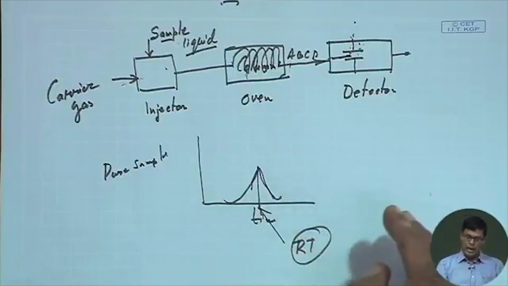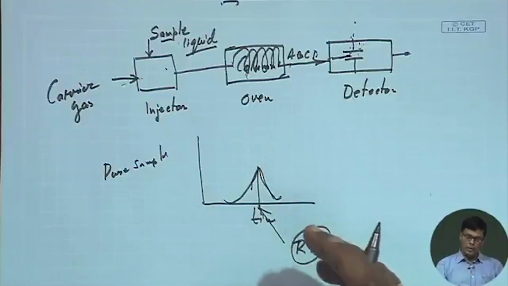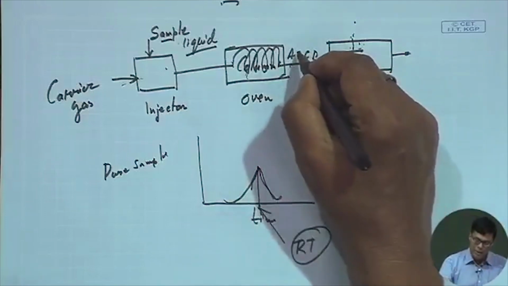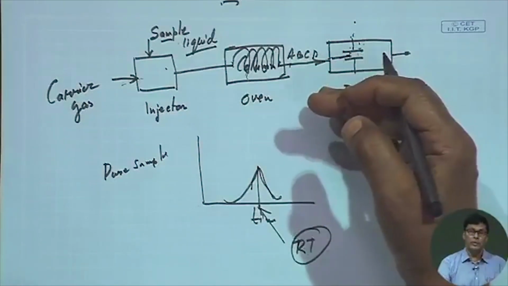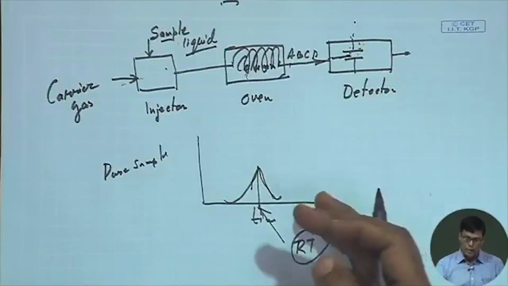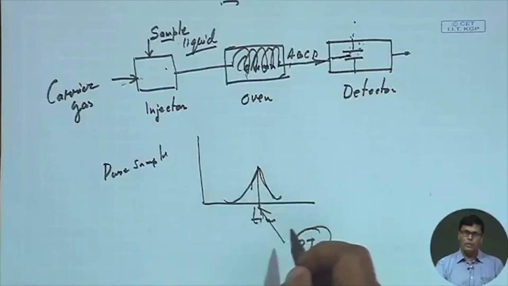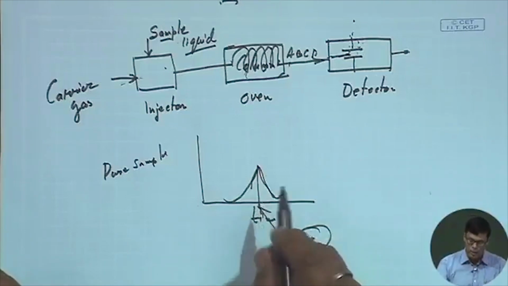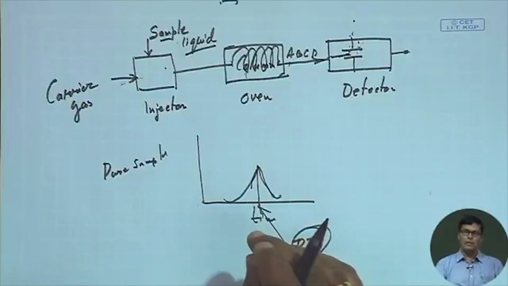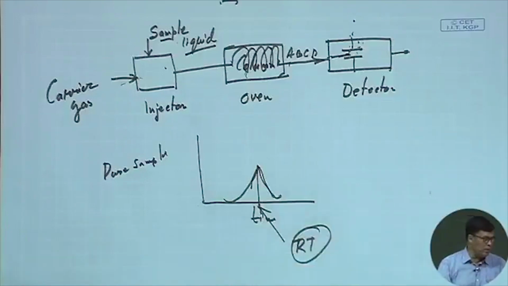It depends on the characteristics of the column also. Sometimes it may so happen that, depending on the characteristics of the column, both A and B have the same retention time. They are very close to each other, so they cannot be separated using that column. In that case, you have to use a different column which can separate A and B from each other. Then and only then you can get different peaks. Unless you get different peaks, you cannot say correctly how much of A is present in the sample, how much of B is present in the sample. So this retention time is very important.